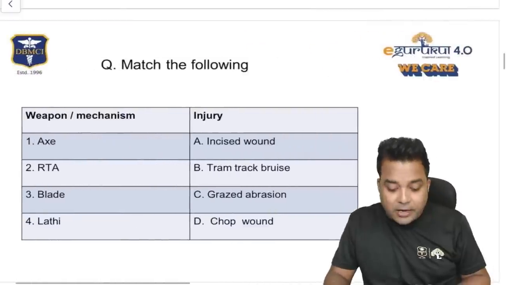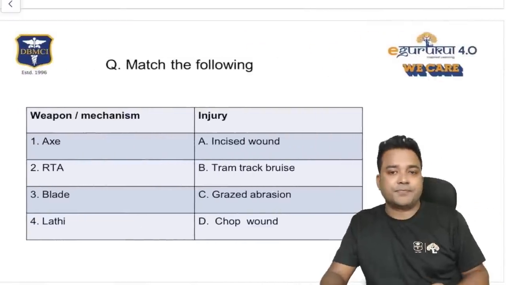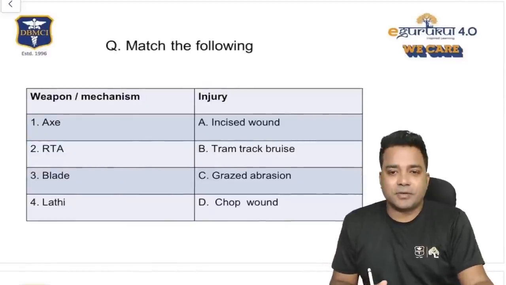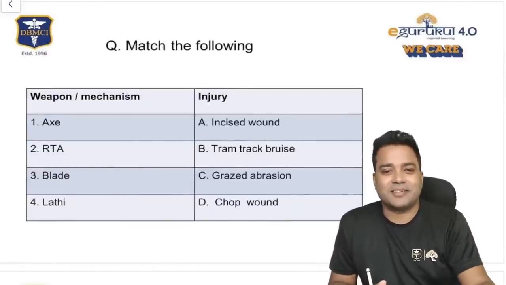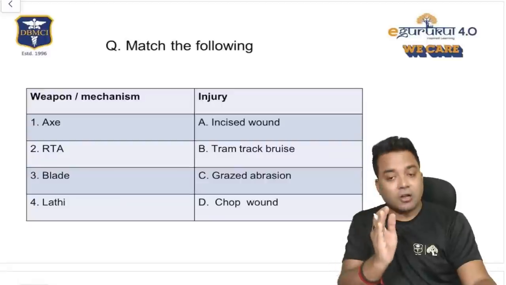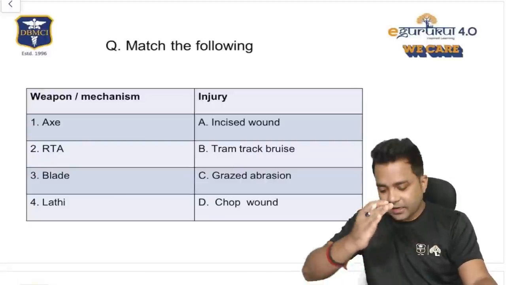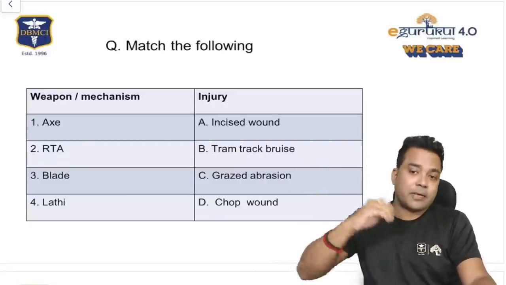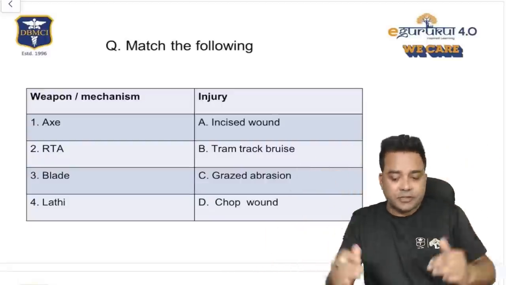This was another match the following question in the same session. Another question was asked. Answer this one. This is also a simple question. In one column, weapon or mechanism was written. In another column, the injuries produced by the weapon or mechanism were written. And you were given some options.